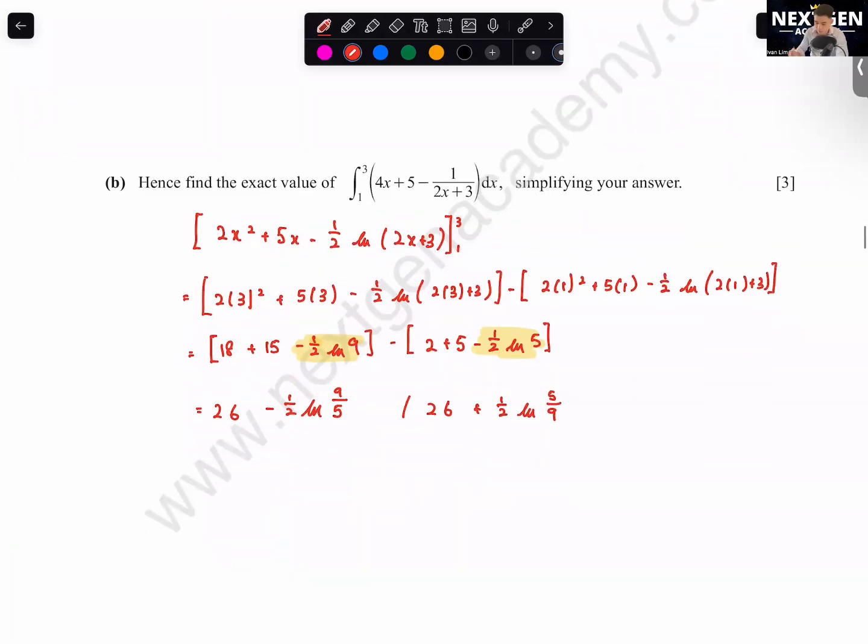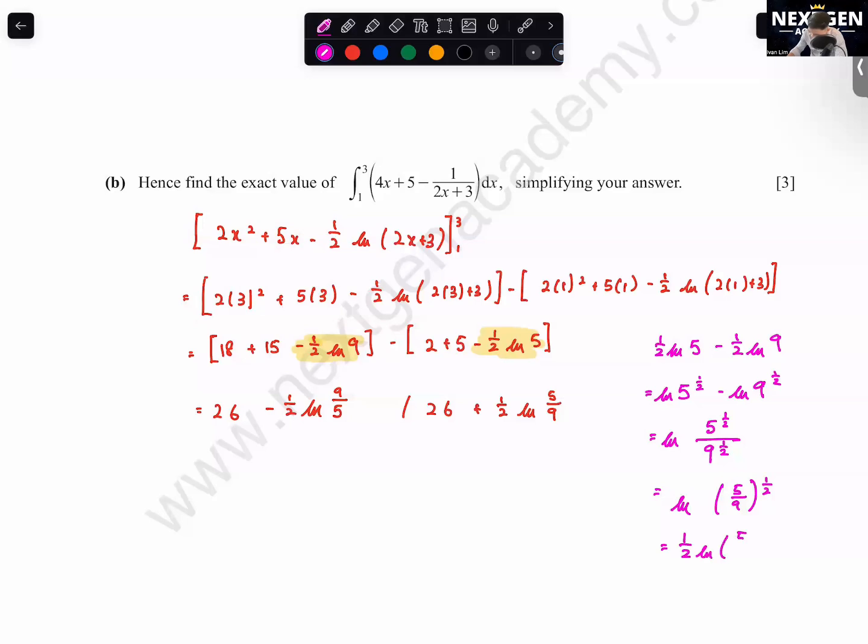Okay, how did I jump into this? Actually, I was calculating it in my head already. If we write it down like that, it will be 1 over 2 ln 5 minus 1 over 2 ln 9. Okay, the long step is like that. You change both to the power form first. Then ln 5 to the 1 over 2, 9 to the 1 over 2, which gives ln 5 over 9 to the 1 over 2, and you change it back: 1 over 2 ln 5 over 9.